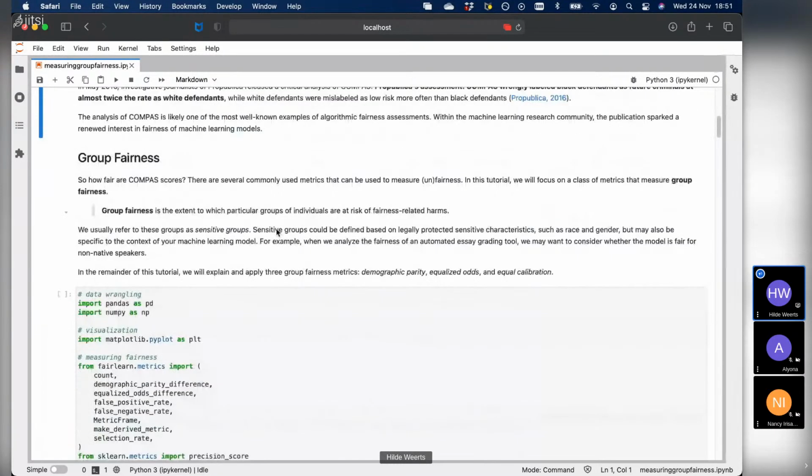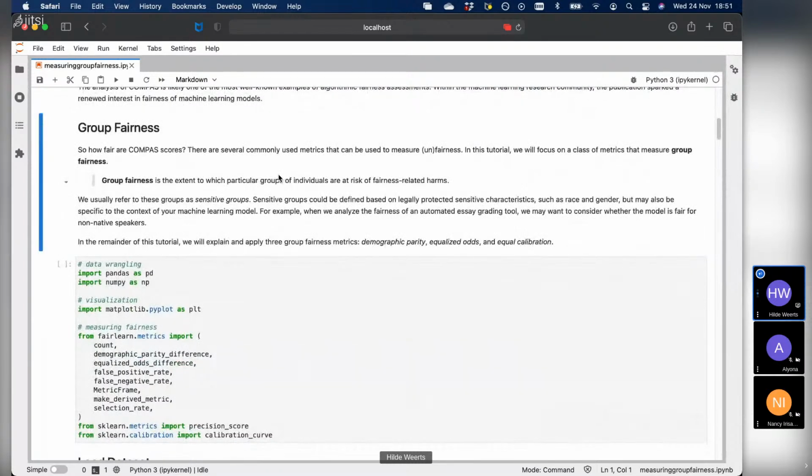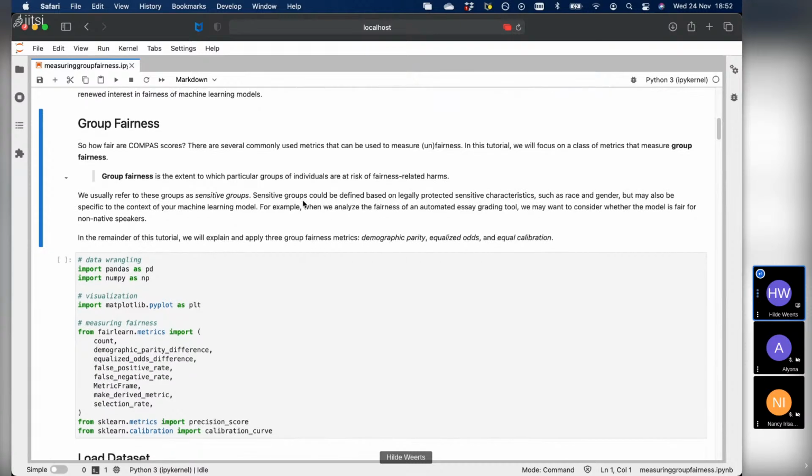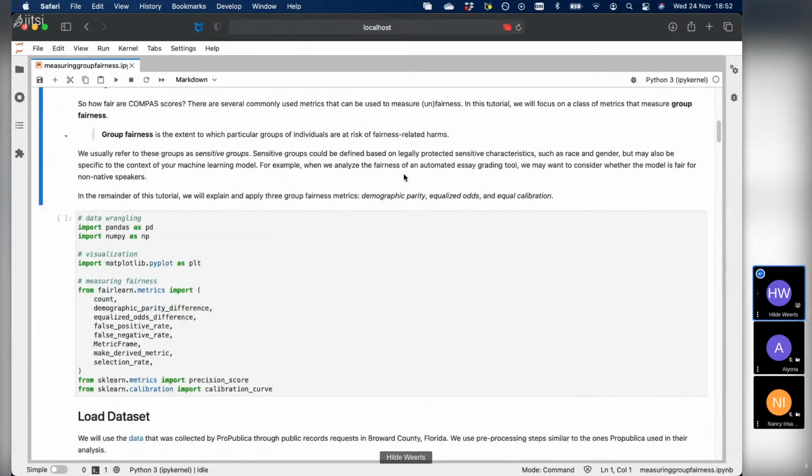All right. So the main definition of fairness that we're going to look into is group fairness. This is a particular notion of fairness where we consider the extent to which particular groups of individuals are at risk of fairness-related harms. Those groups are referred to as sensitive groups in the rest of this tutorial. Like I explained earlier, they could be defined on legally protected sensitive characteristics, such as race and gender, but could also be very specific. Just an example, if you look at an automated essay grading tool, then perhaps the more traditional groups aren't as important, but it could be important to check whether the model works equally well for native speakers compared to non-native speakers of a language, for example.